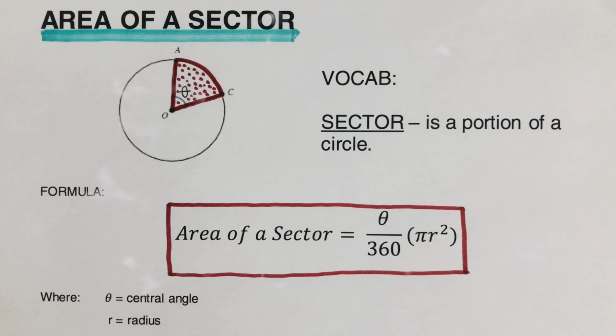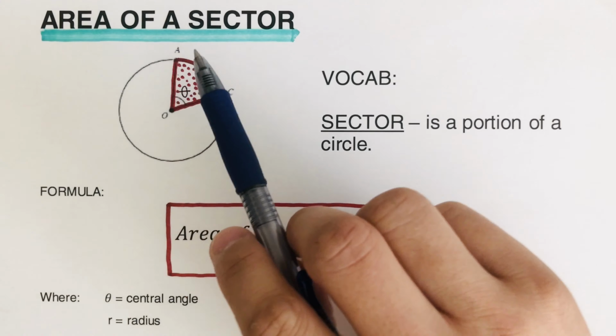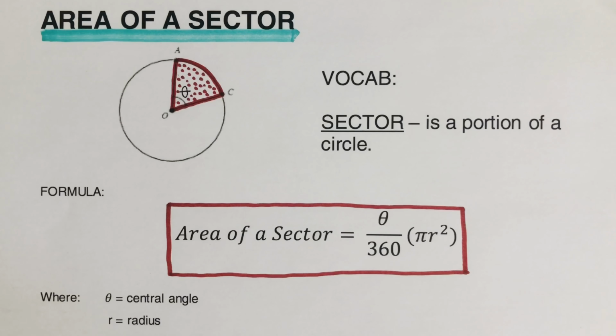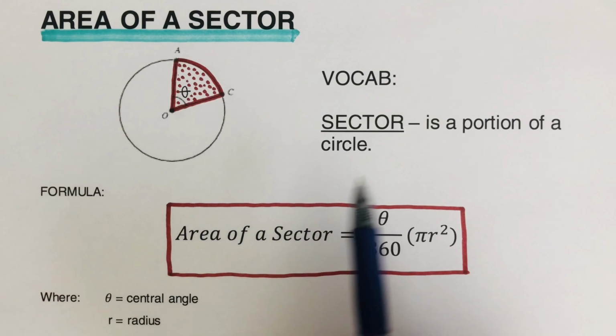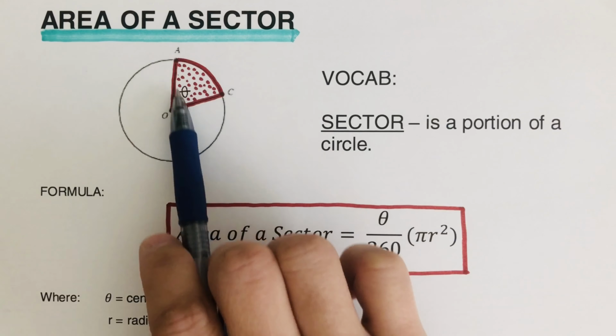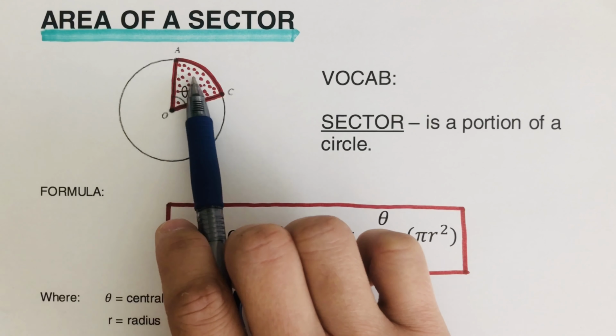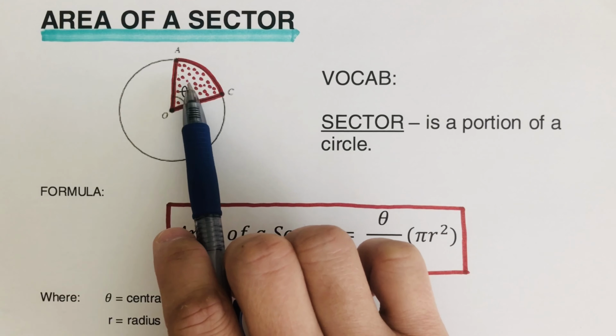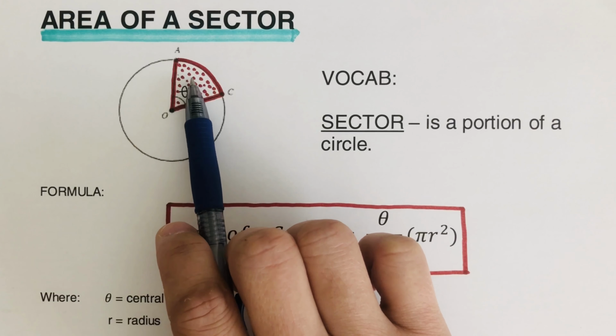Today we're going to determine and solve for the area of a sector. So let's define what a sector is. A sector is a portion of a circle. I actually shaded it over here. This is the sector. I put dots on it. That means this area is considered the sector.